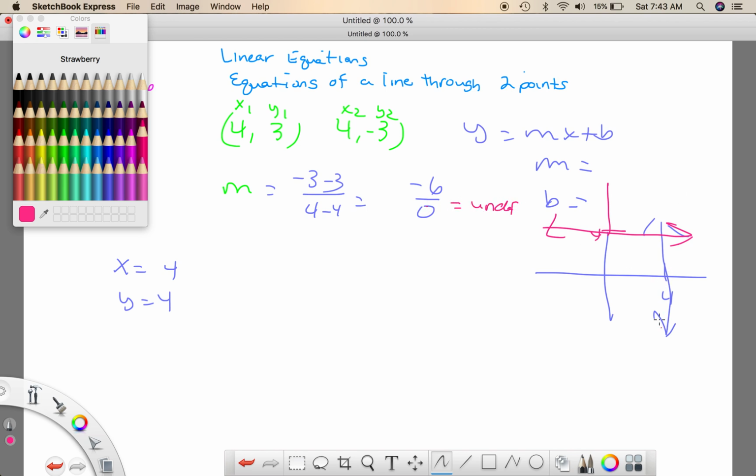When that happens, remember a vertical line is not a function. It's undefined, it doesn't have a slope. So therefore we look at the x coordinate and say that the equation is x equals 4. Now, if we had gotten them reversed and got 0 over negative 6, that equals 0. Then we would look at the y coordinates, and those should be exactly the same. They're not here, but if they were, our equation would be y equals whatever that y coordinate is. Okay, so we'll talk more about this later, do the practice problems, and we'll see you at the next lesson.